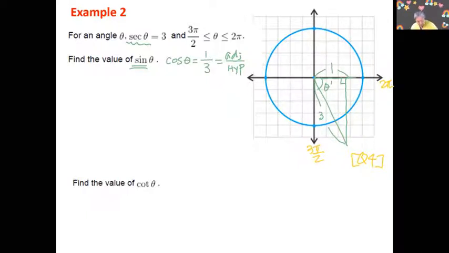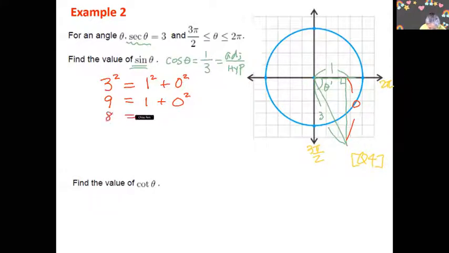We can use the Pythagorean theorem. So now, how long is hypotenuse? 3 squared is what plus what? Adjacent 1 squared plus, now this is opposite, opposite squared. So this is 9, it's 1 plus opposite squared. Then minus 1 will make 8, and it's opposite squared. Let's rewrite it as opposite because it looks like a 0 squared.